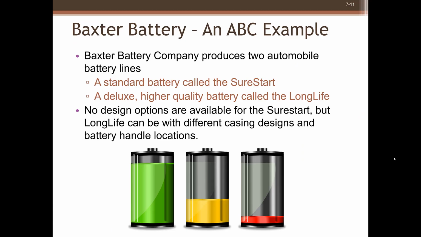Let's take a look at the Baxter Battery Company as an example, and we will explain the whole ABC process. The company produces two automobile battery lines: a standard battery called the Short Start, and a deluxe higher quality battery called the Long Life. No design options are available for the Short Start, but the Long Life can come with different casing designs and battery handle locations. For example, the Long Life casing can be produced in different colors with different brand names to suit customers.